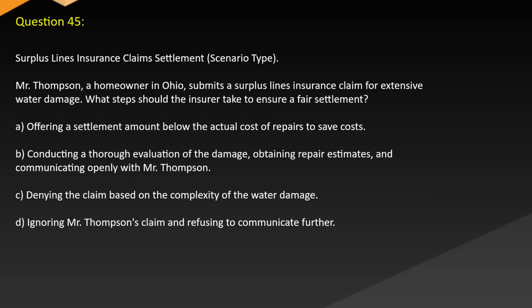Question 45. Surplus lines insurance claims settlement scenario type. Mr. Thompson, a homeowner in Ohio, submits a surplus lines insurance claim for extensive water damage. What steps should the insurer take to ensure a fair settlement? A. Offering a settlement amount below the actual cost of repairs to save costs. B. Conducting a thorough evaluation of the damage, obtaining repair estimates, and communicating openly with Mr. Thompson. C. Denying the claim based on the complexity of the water damage. D. Ignoring Mr. Thompson's claim and refusing to communicate further.